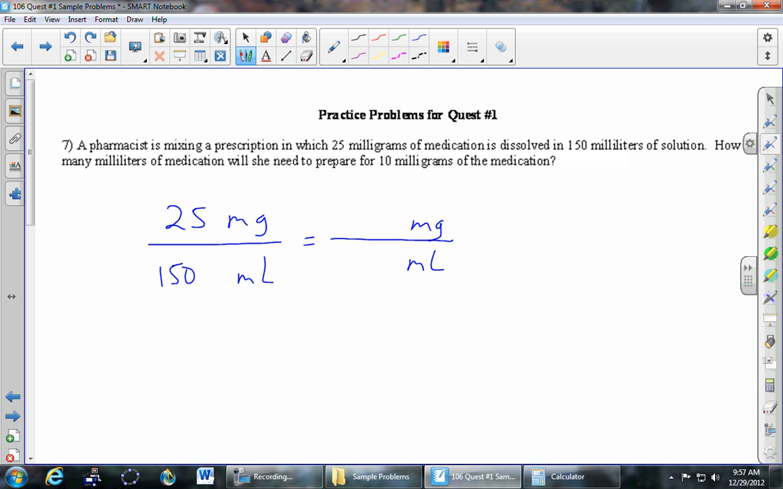So the 10 in this problem is 10 milligrams. Where does that go? It goes next to the mg, which in my fraction is up on top. And then how many milliliters do I want? That's what we're after. We'll call it x.